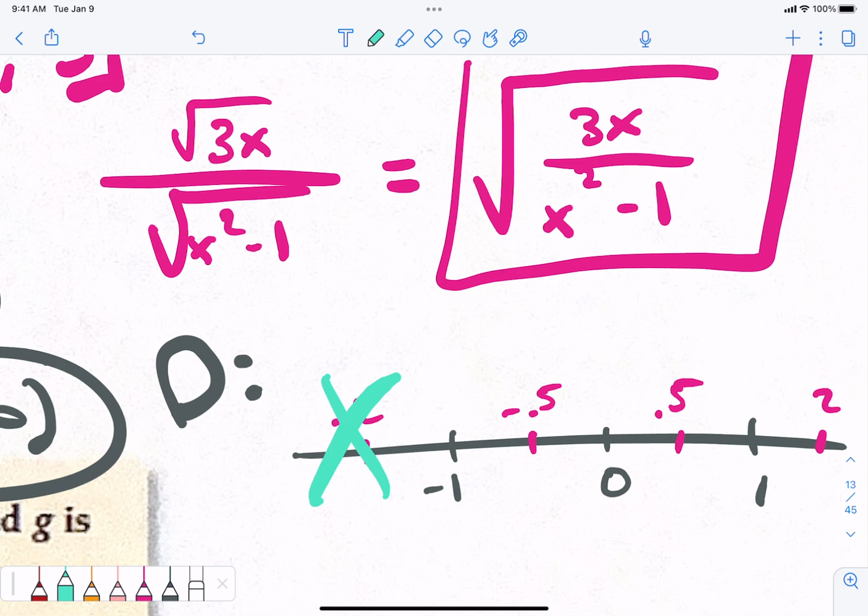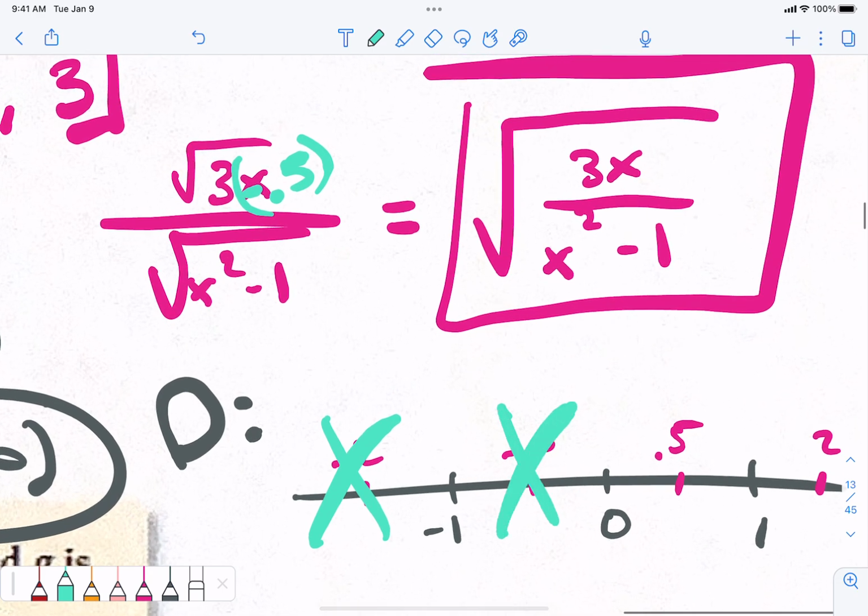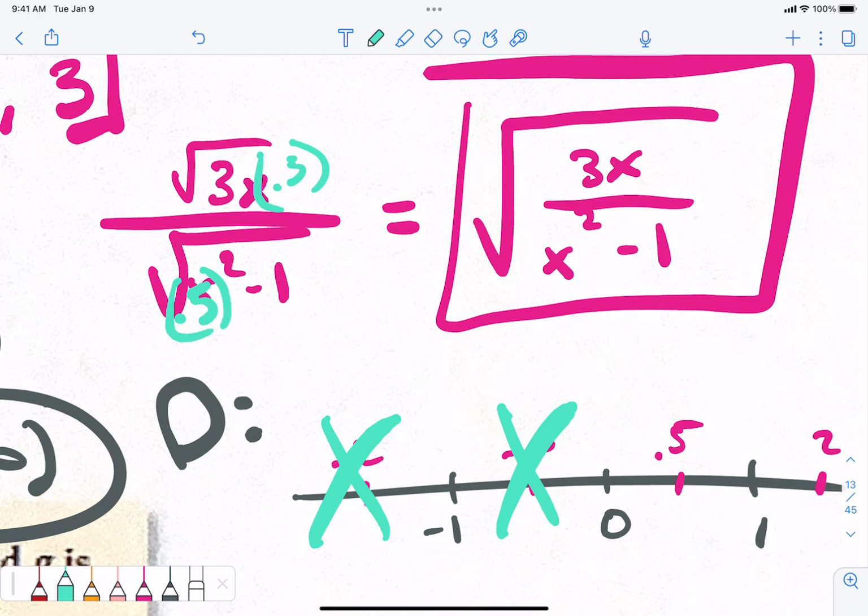What about negative 0.5? Negative 0.5 times 3 is still a negative, so that's a no. Positive 0.5 isn't going to give me problems on the top, since 0.5 times 3 is not a problem. But 0.5 squared minus 1, is that negative? 0.5 squared is 0.25 minus 1, negative. Okay, what about 2? It's good.